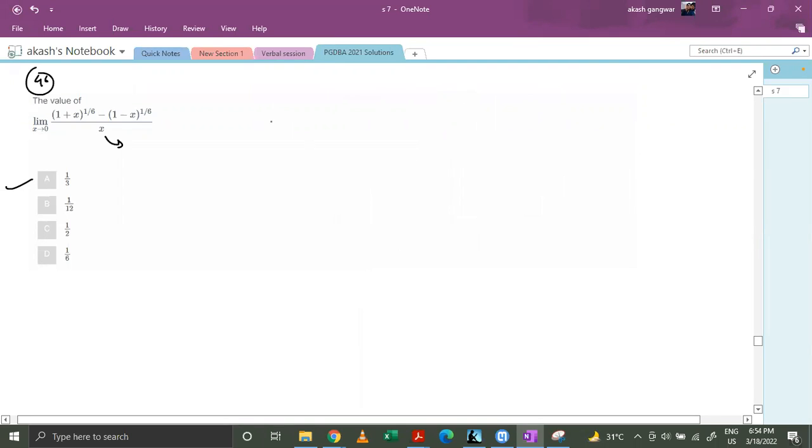Let's discuss the other method, which is L'Hopital. So we have L equals to (1 plus x) raised to the power 1 by 6 minus (1 minus x) raised to the power 1 by 6 by x. So this is nothing but 0 by 0 form. So we can apply L'Hopital.